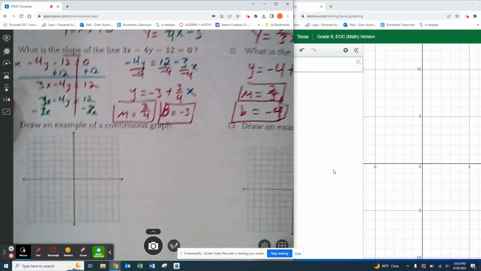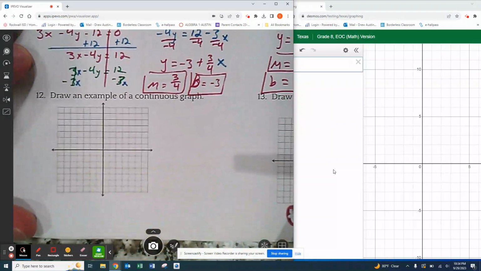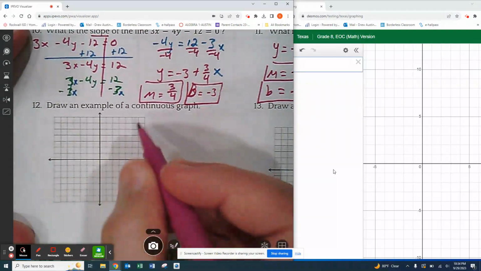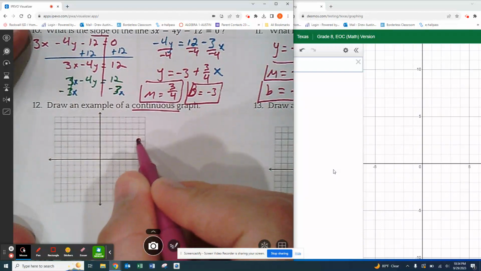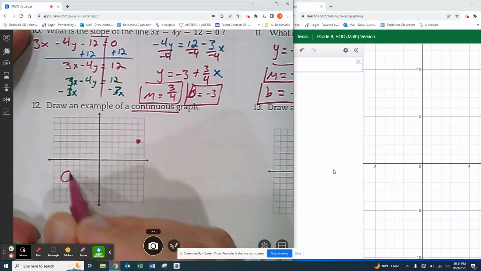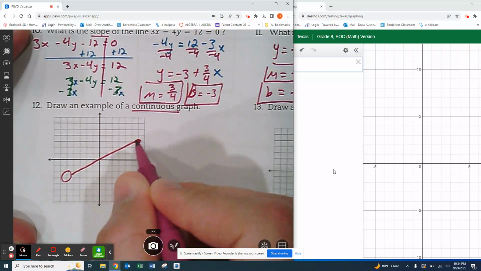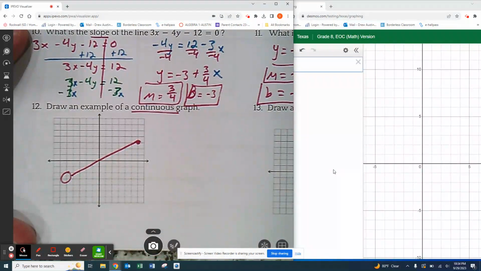Question 12 and 13 are pretty straightforward. Question 12 says, draw an example of a continuous graph. A continuous graph means that there's a connection point between them. So I'm going to go ahead and pick that point, and I'm going to go ahead and draw a line. I do not need to make this complicated.